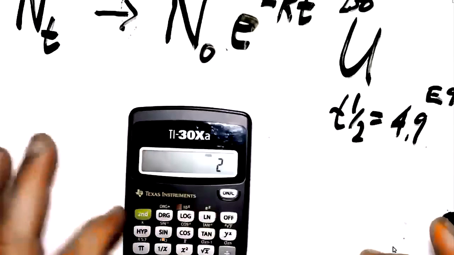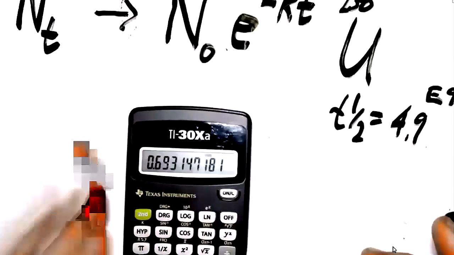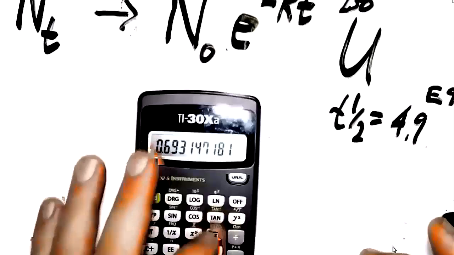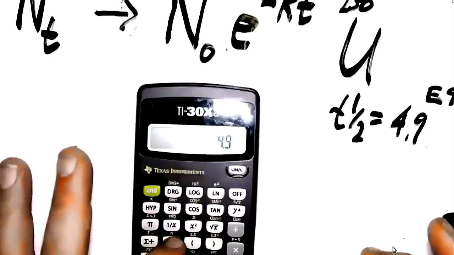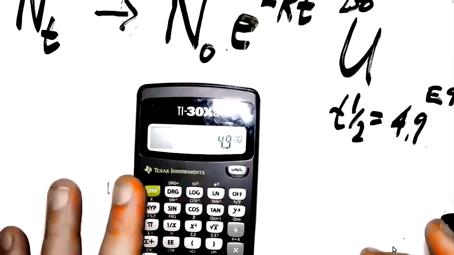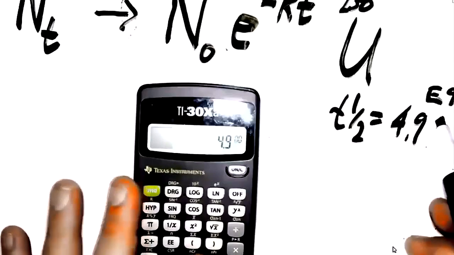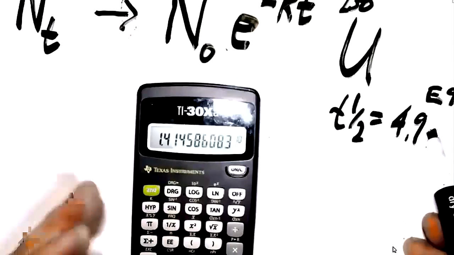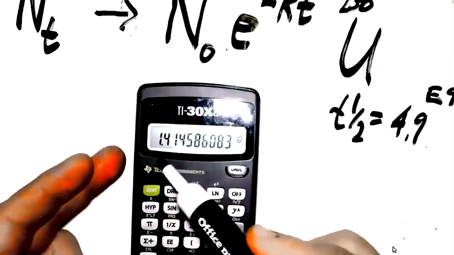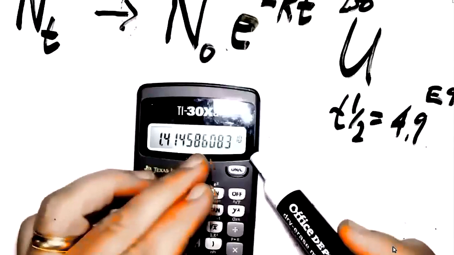So 2 natural log, we get this number, 0.693 something. And we're going to divide it by this number, 4.9. We use the E key to enter the power. It's to the 9th power, so I put in 9. That's 4.9 billion, and now I do the math, and I get this tiny number. It says 1.41 to the negative 10.